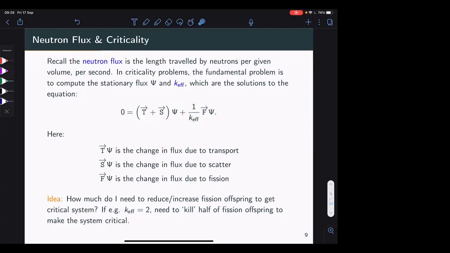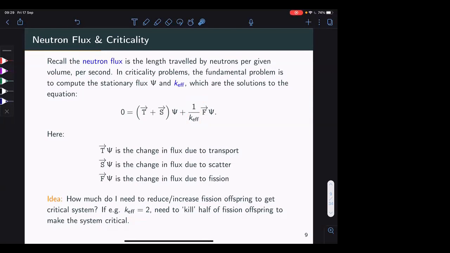What we want to work out is how do we make it critical? The standard industry way to do this is to turn it into an eigenvalue problem. We have a parameter K effective, which you can think of as the ratio of neutrons in one generation to the next if we didn't do anything to kill them or get rid of them. So if K effective is 2, for example, each subsequent generation will have twice as many particles as the other one from fission.